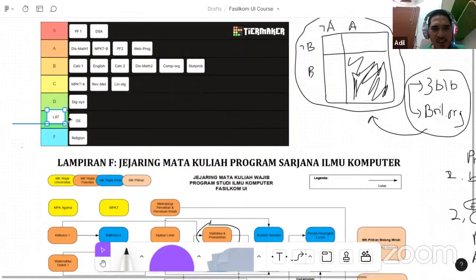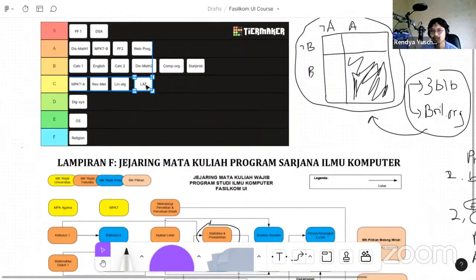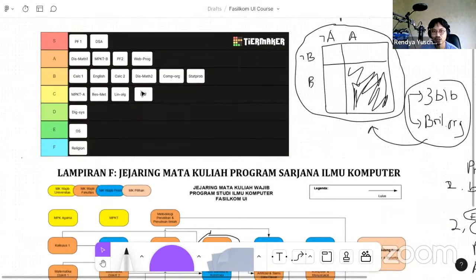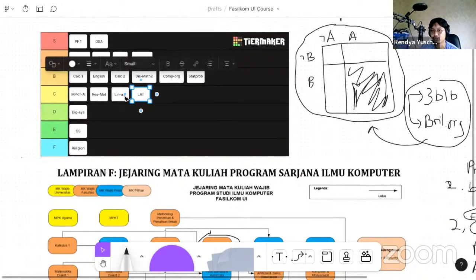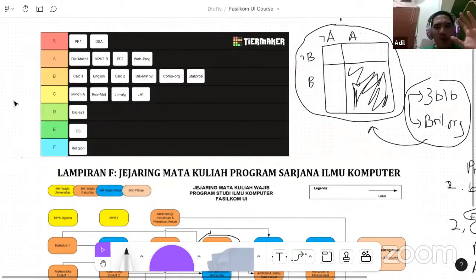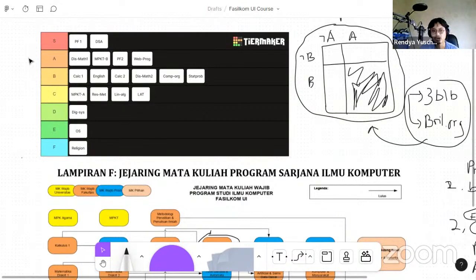It's not like programming foundation, which everybody should learn in our course. How about you? Will you put it on S? No, probably A or B, A.